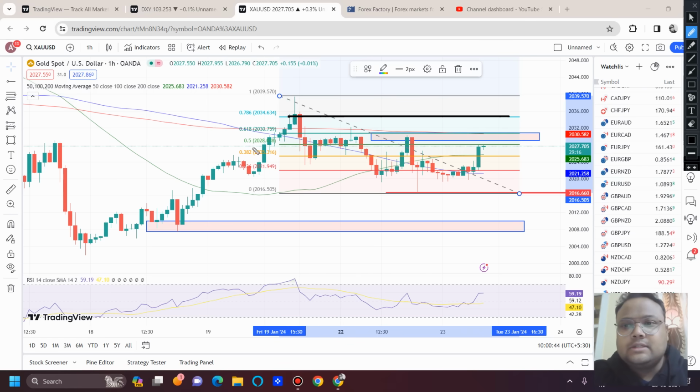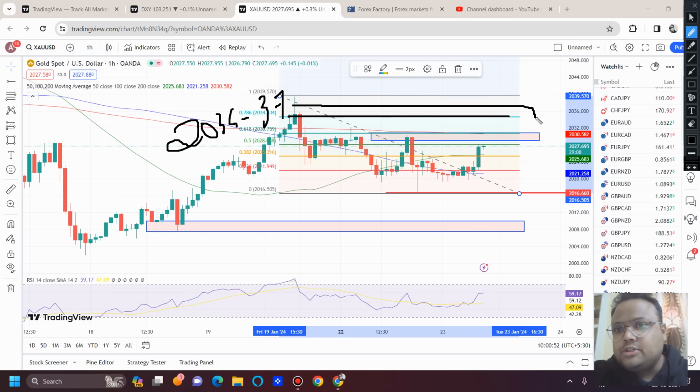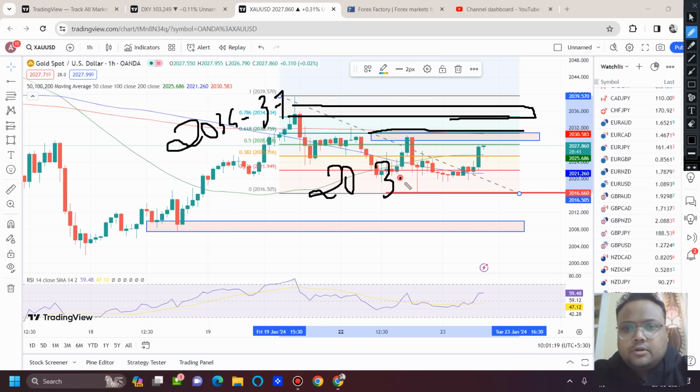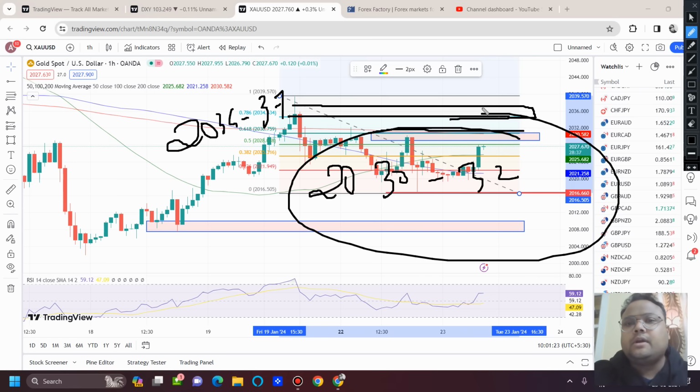The first level is 2034 to 2037. This is the first level where we can look for a sell position around this area, and this seems to be the best level to look for a sell. Before 2034, 2037, we can look for a sell position around 2030 and 2032. This is also a level where we can look for sell positions in the market.